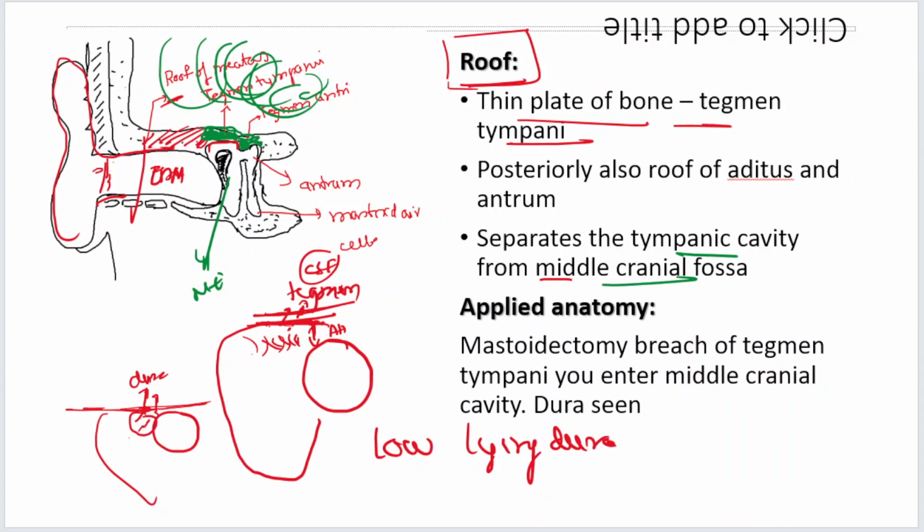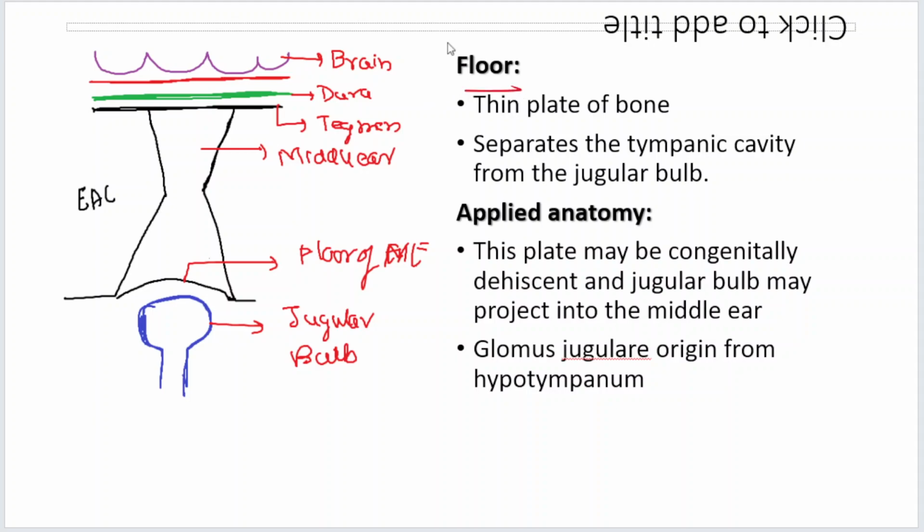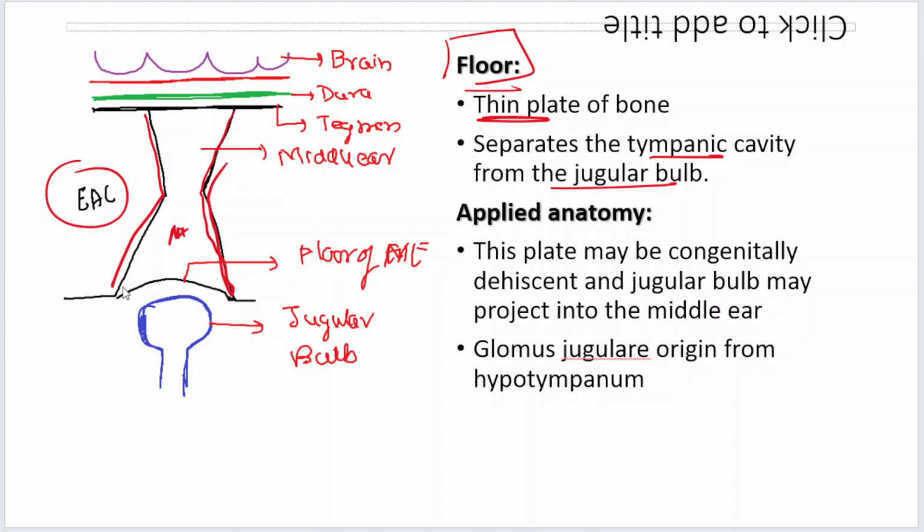Okay, now coming to the floor of the middle ear. The floor of the middle ear is also a thin plate of bone. It is separating the tympanic cavity from the jugular bulb. So here we have, this is the external auditory canal, this is the tympanic membrane, this is the middle ear. Okay, this is the medial wall of the middle ear that we'll talk about. This is the floor of the middle ear. Just under the floor is the jugular bulb. So the floor of the middle ear has a relation to the jugular bulb.